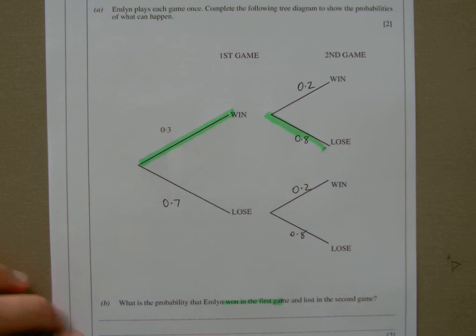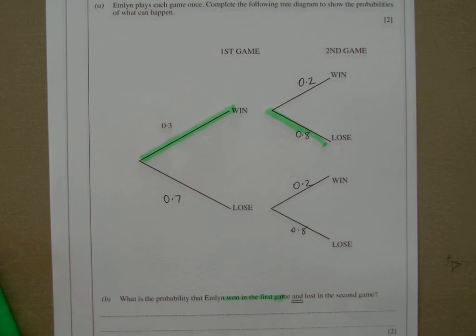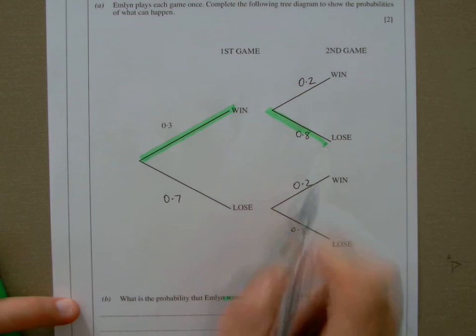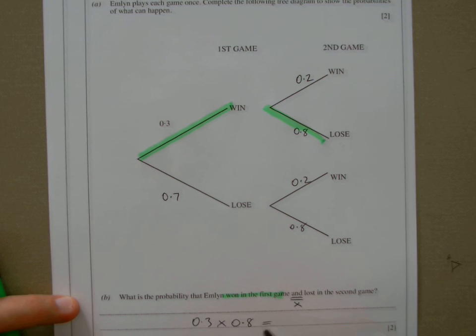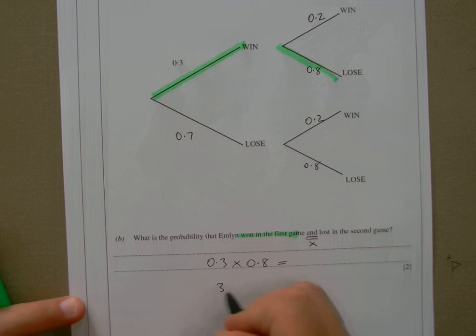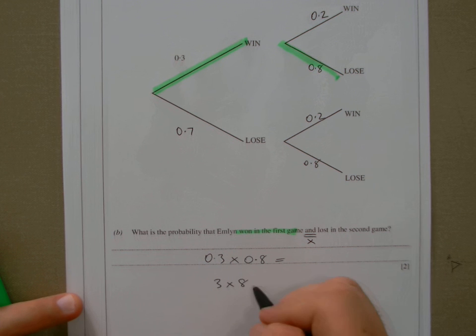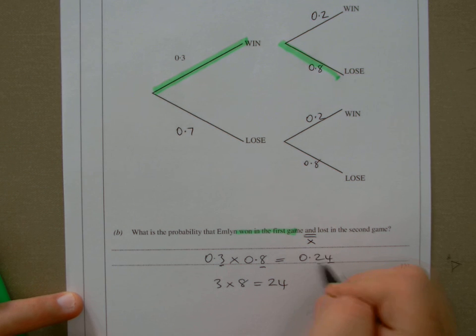So again, you'll see that word and there, of course, with probability, as we saw before, and means to times. So you times those probabilities, so 0.3 times 0.8, okay? And when we times, of course, decimals, the quick way is just to do 3 times 8, ignore the decimal point, that's 24, and then because there's 2 decimal places in the question, there's going to be 2 in the answer, so it'll be 0.24 there.